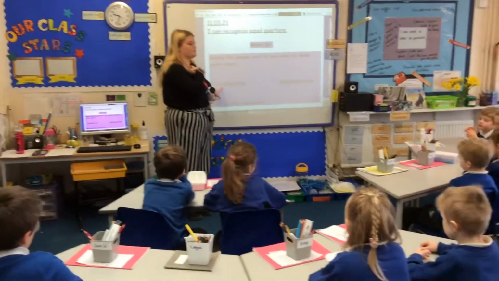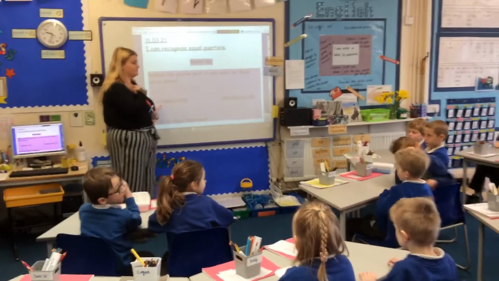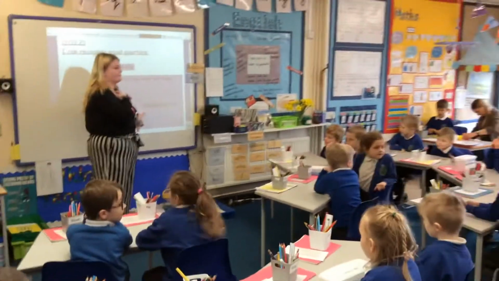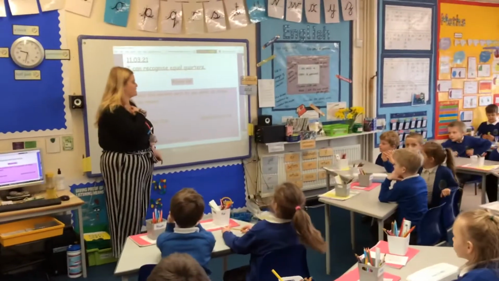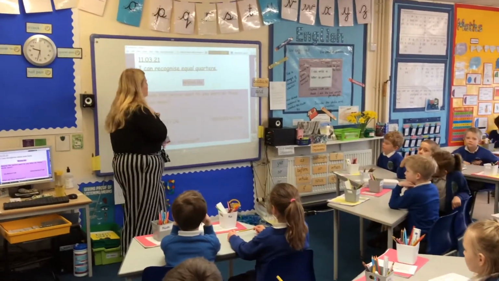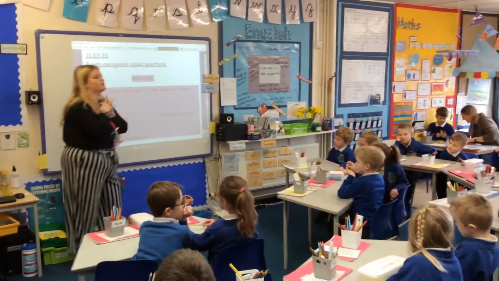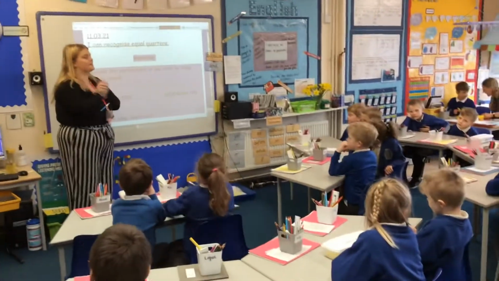Savannah, can you read this word for me? Numerator. Numerator, well done. Ben, can you read this word for me? Denominator, well done. So remind the person next to you what a numerator is, what a denominator is, and what they represent when we're talking about fractions. We've got 20 seconds, go.